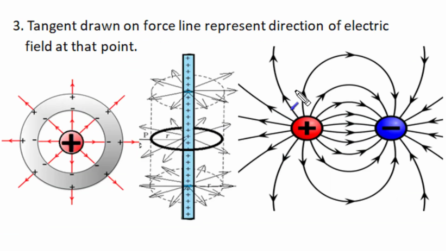A tangent drawn on force lines represents the direction of the electric field, and for curved force lines, the variation of direction of the electric field would be indicated by the curvature of the force lines, whereas for straight force lines the tangential direction and the straight line would be the same, so the electric field will be along that straight line.